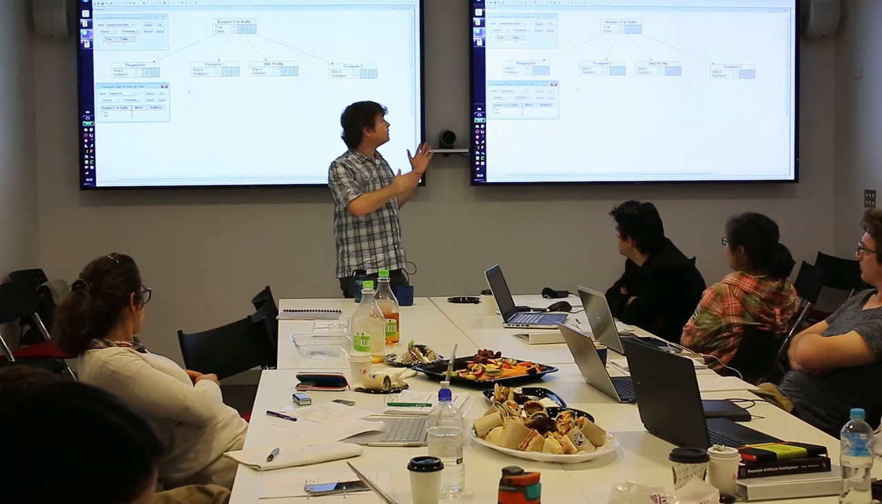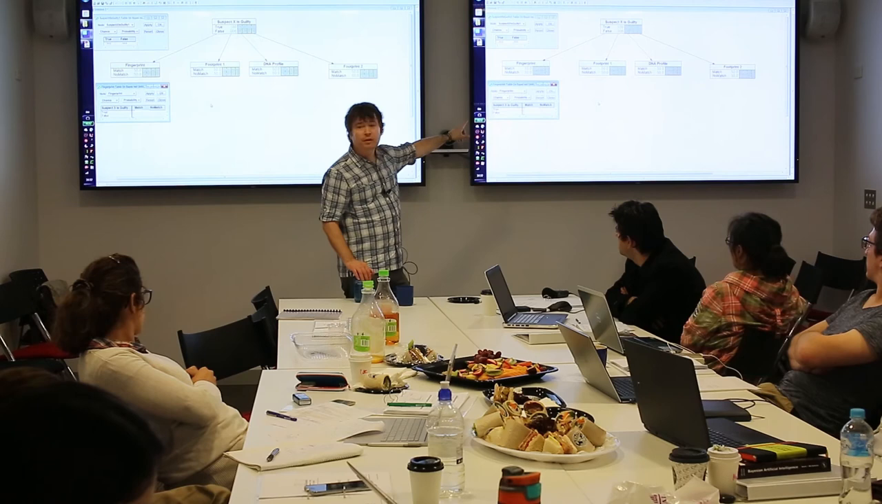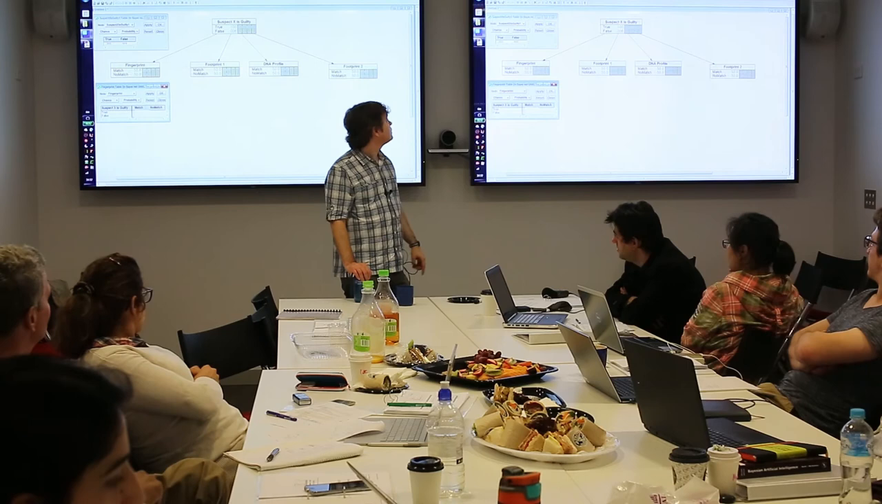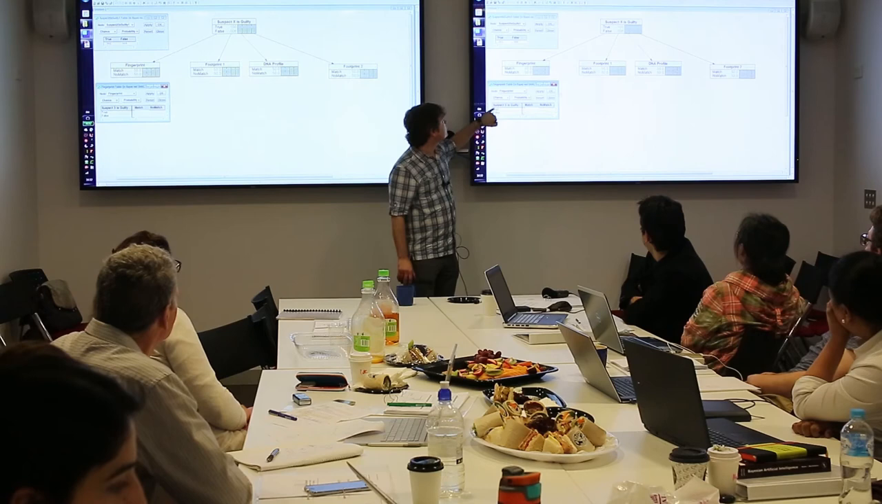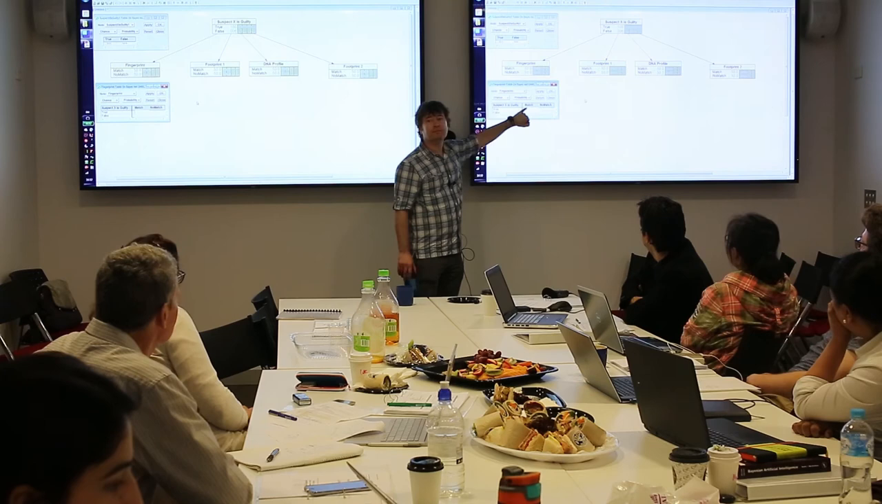So suspect X is guilty. If they're guilty, what's the probability of a fingerprint match? When you're filling in these tables, you have to be very careful. You have to look at what the cell means. So the cell means, if suspect X is guilty, what is the probability that the fingerprint will match? One. Good. So if you read it carefully, then it's clear. So that's 1 and 0.